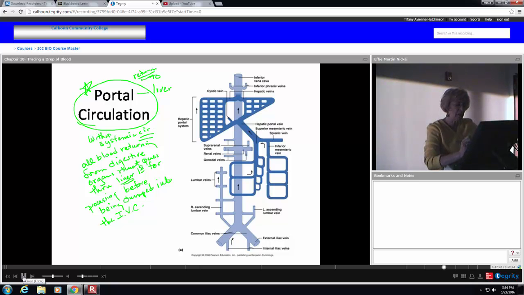Other than this, some of the vessels that you're going to hear in the hepatic portal system are going to be these. You're going to have a hepatic portal vein. Hepa means what? Liver. So it's a portal to the liver. Coming into that is a superior mesenteric vein. You're going to have two mesenterics, a superior and inferior artery, and then return vein. Here's your inferior mesenteric vein.